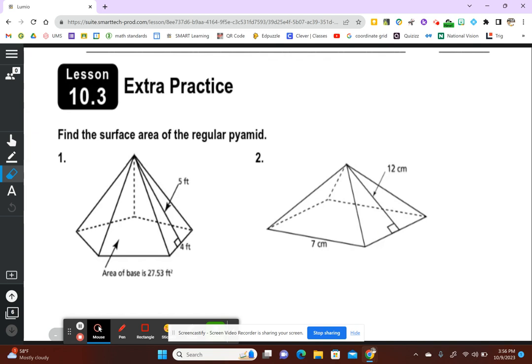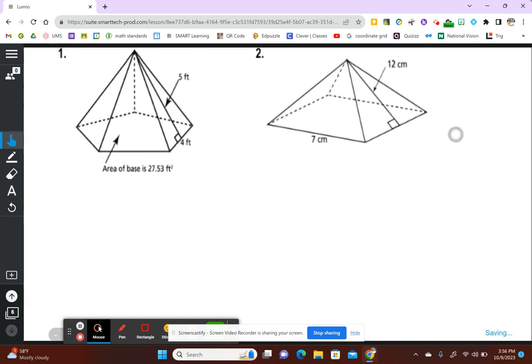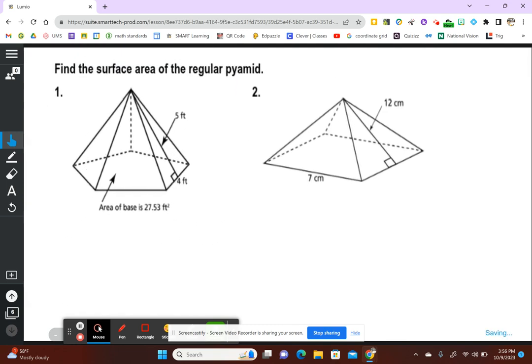Now, this is extra practice, so we're going to do these two. Now, in this case, this base here is a pentagon because it's a 5-sided figure. That's why they tell you the area, because you don't know how to find the area of a regular pentagon. You will learn that in geometry. So what I want you to do is stop the video and try to do number 1 and 2 on your own, and start the video when you're done and see how you did.